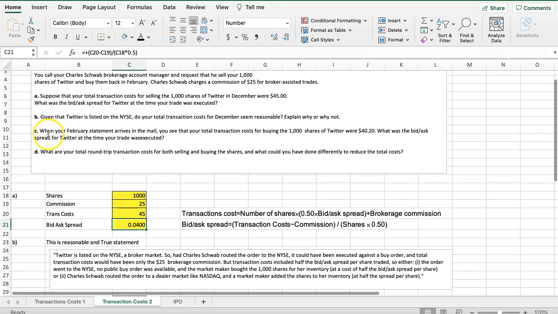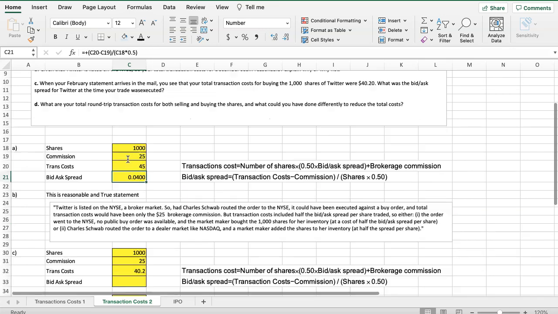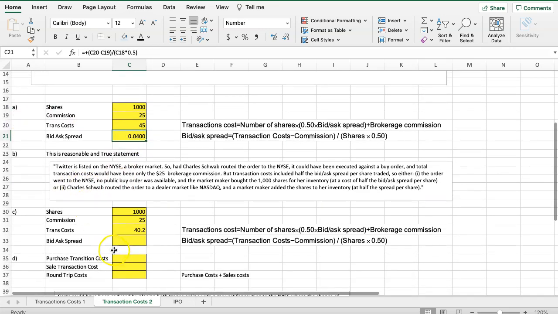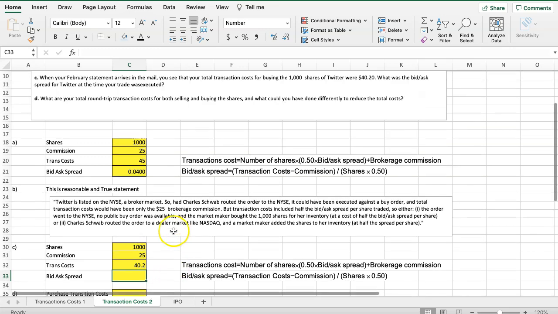Okay. C. When your February statement arrives in the mail, you see the transaction cost of 1,000 shares of $42.20. What is the bid-ask spread for Twitter at the time the trade was executed? Okay, so this is similar to the formula of problem A. We're just going to go back into this transaction and calculate the spread. So we're going to use a similar formula.